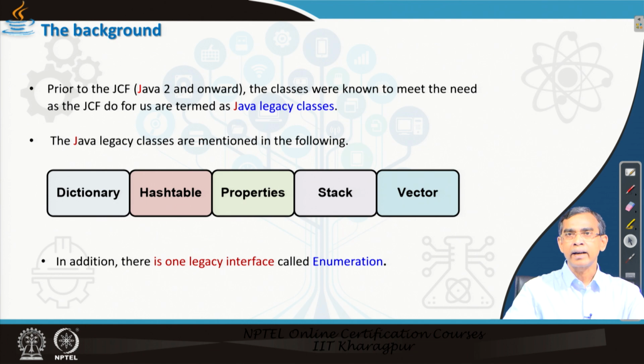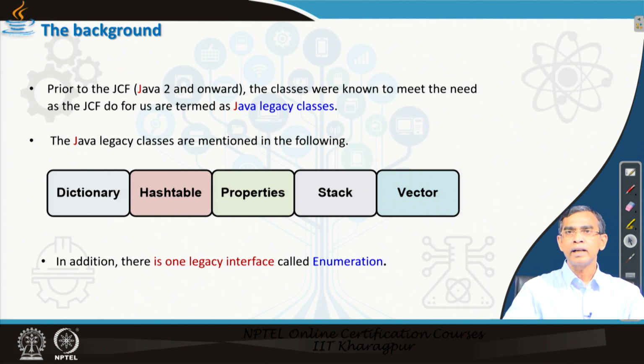So dictionary, hash table and properties are basically the same as map. And then stack and vector. Stack is basically the concept of a queue and stack, and vector is basically a simple indexed collection. Here you can note that there is no collection view using linked, indexed, sequential or tree form. In that sense, the Java legacy classes were not so exhaustive or elaborate, or we can say not so efficient compared to the current collection framework facilities.